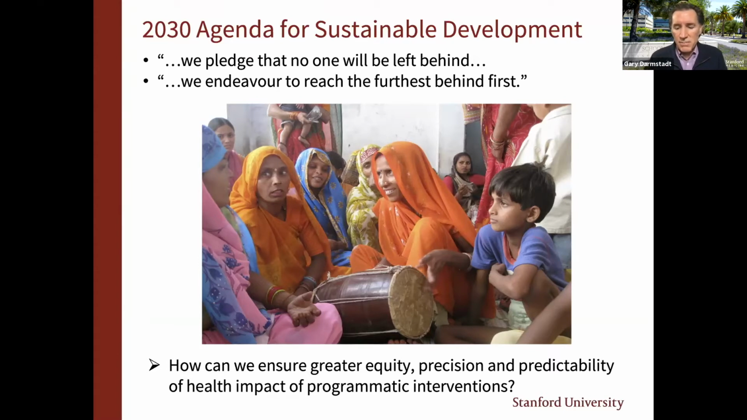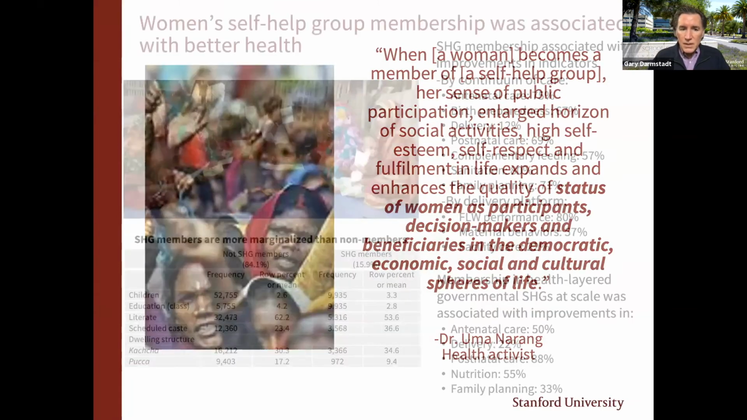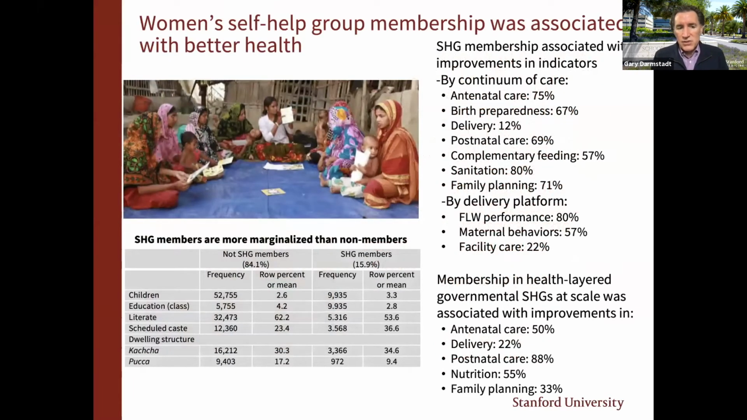And so the rest of our presentation is really focused on trying to answer this question. The first thing that we did was look at our self-help group work, and self-help groups of women can do many things through empowering those women, as illustrated in this quote. And just briefly, we found that the women who came together in self-help groups by design were more marginalized than the rest of the population. And our indicators here show it, indicators of education, literacy, wealth, for example.